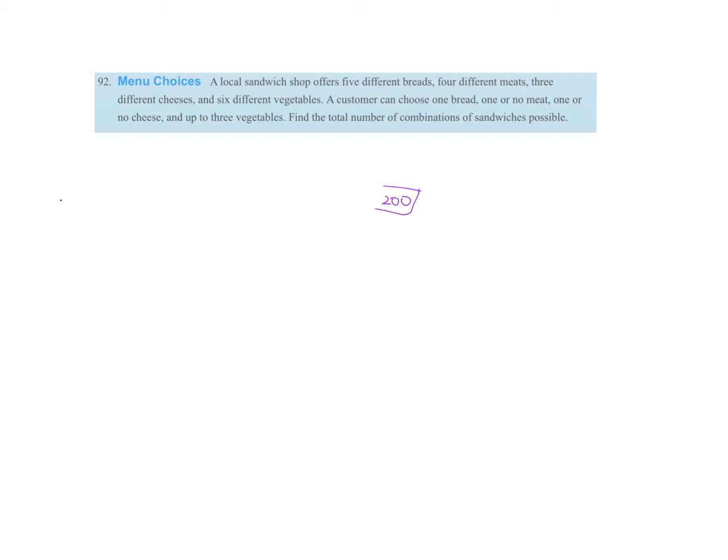So let's talk about the breads first. There are 5 different breads and someone can choose 1 bread. So if there are 5 different breads, then someone has 5 choices. So 5 choose 1. Now there are 4 different meats, but someone can choose whether to have 1 or no meat. So they can choose 1, but no meat also represents another choice. So it's going to be 4 choices of the meat or none, which is another choice. So therefore there are 5 total choices for the meat.